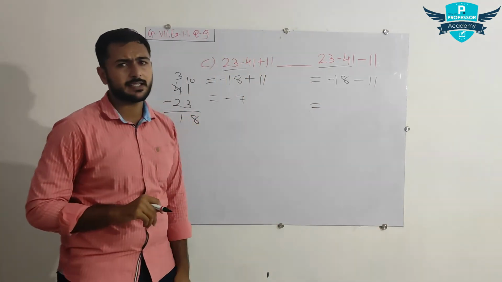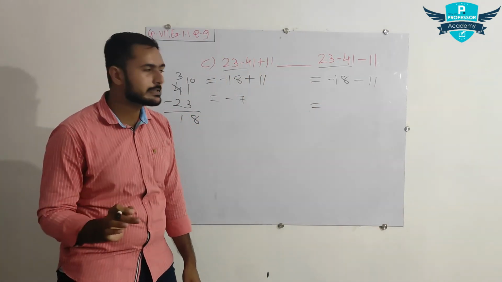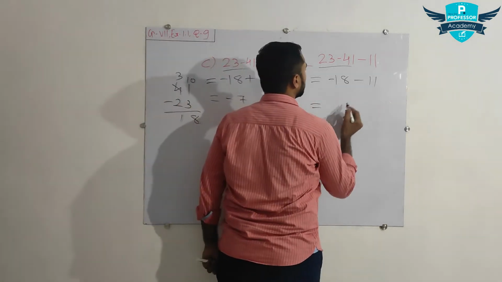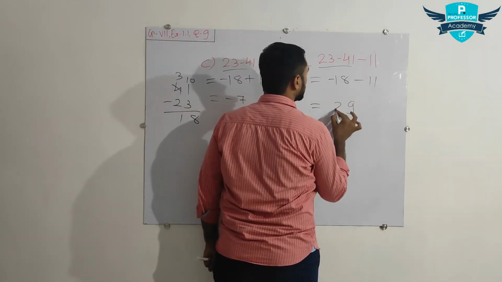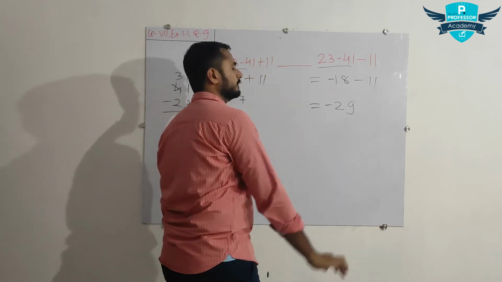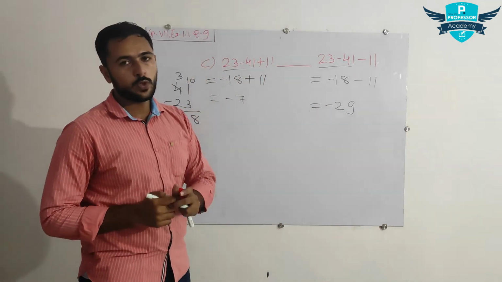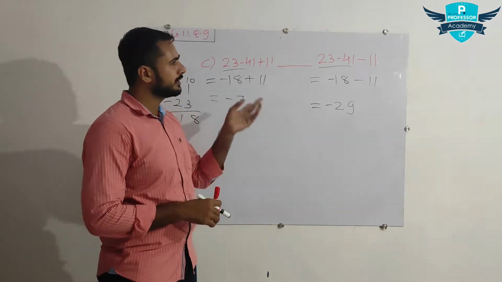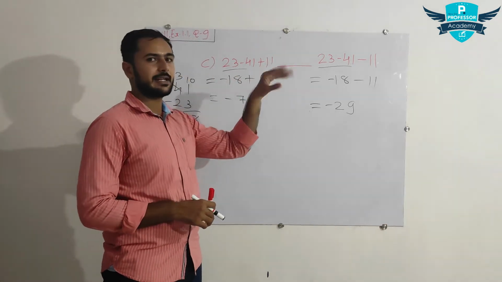Here minus minus plus means do addition. 8 and 1 is 9, 1 and 1 is 2, and the sign is of the bigger number, that's 18, negative. Clear? We simplified both portions, the left hand side and the right hand side.